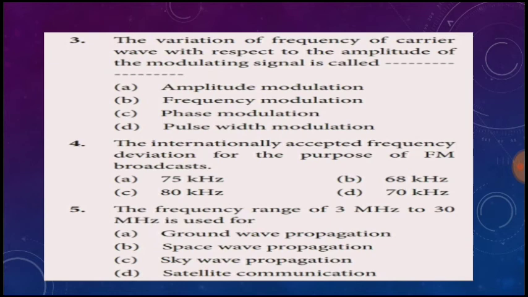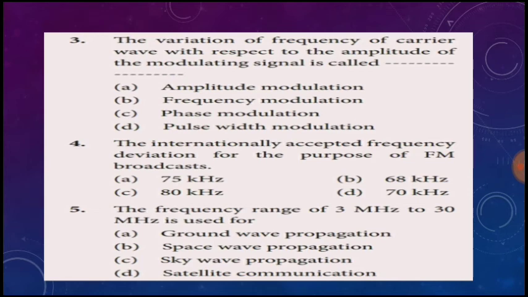And third question. The variation of frequency of carrier wave with respect to the amplitude of the modulating signal is called as dash. See the options. First one, amplitude modulation. Second one is frequency modulation. Third one is phase modulation. Fourth one is pulse width modulation. So which is the right answer? Second one is the right answer, frequency modulation, right?